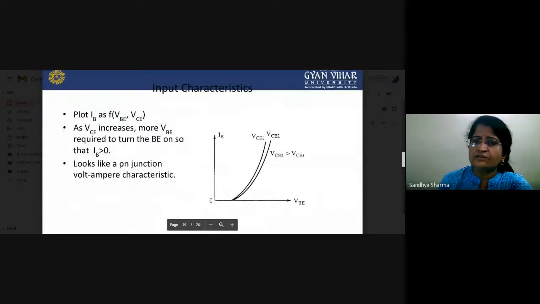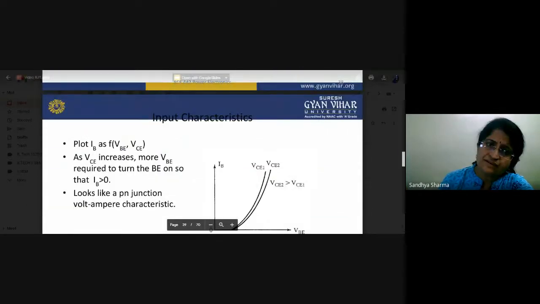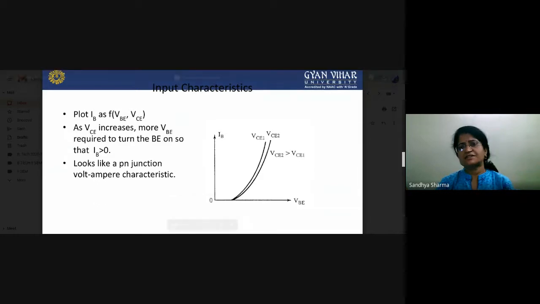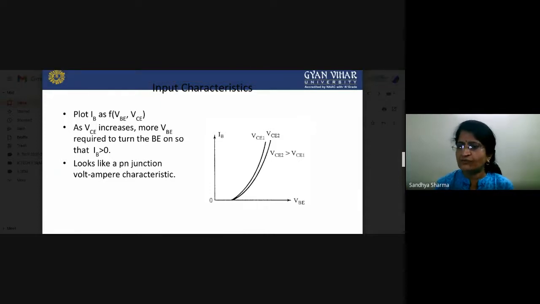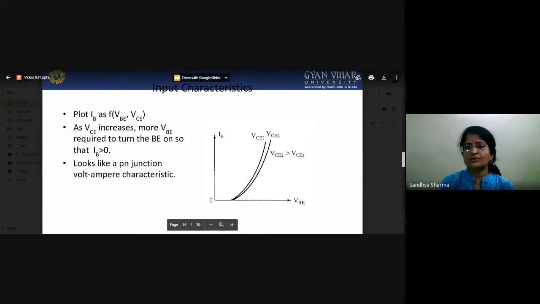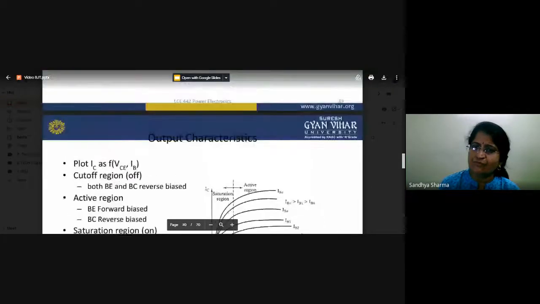Now you can see the input characteristics here. In the input characteristic, you have the graph between VBE and IB. VBE is the input voltage that you apply, and IB is the current you get. Under that condition, we have to keep VCE at a constant value, and then you can make a graph between these. This is the input characteristic. It is just like a PN junction volt-ampere characteristic.